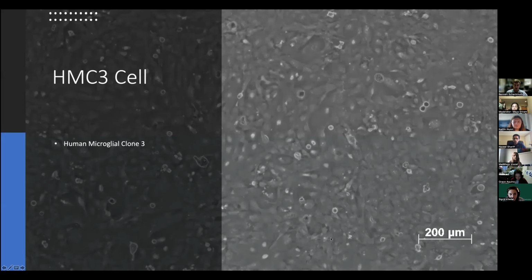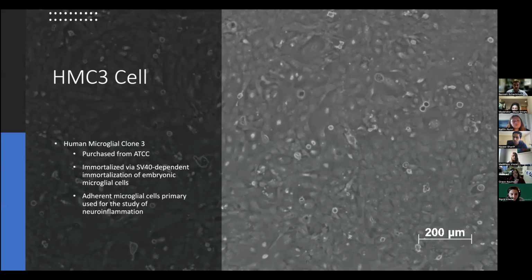The cells that we use for our model are the HMC3 cells, or the human microglial clone 3 cells. And here's another photo we took in lab of them at a very high confluence. We originally purchased these from ATCC, where they have been certified to be primary human microglial clone 3 cells. They were immortalized via SV40-dependent immortalization of embryonic microglial cells. They're adherent cells, and they're very well used in the study of neuroinflammation, due to their low maintenance and very high growth. It allows for relative ease of stockpiling for assaying. So they're wonderful model systems for immortalized microglial cells.